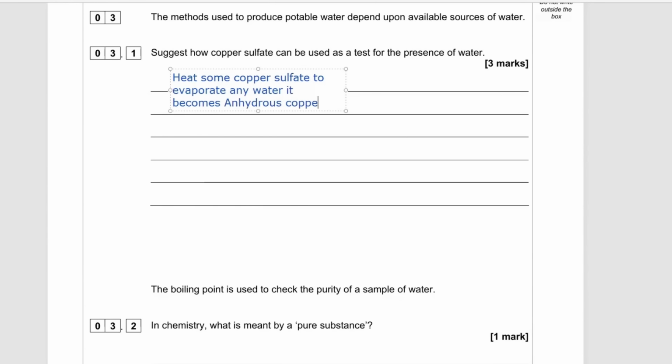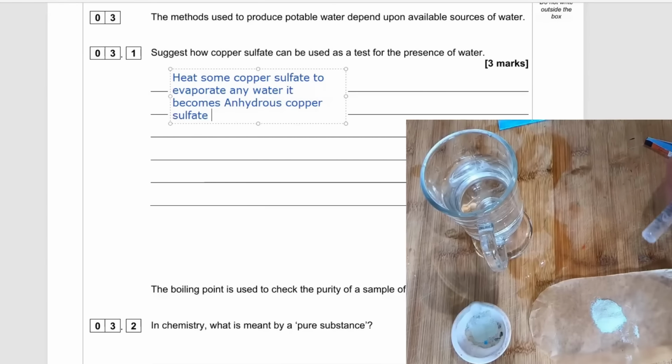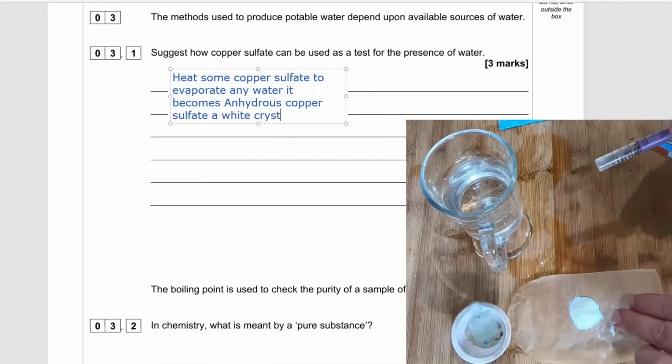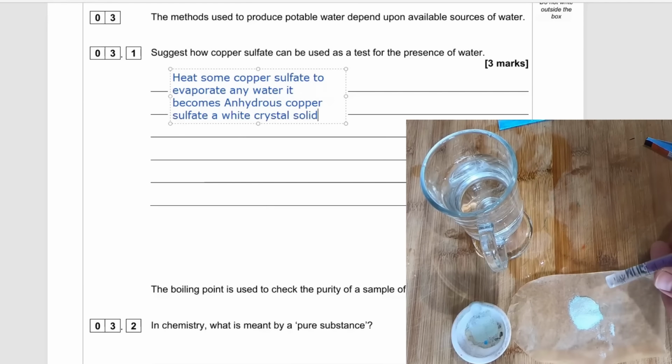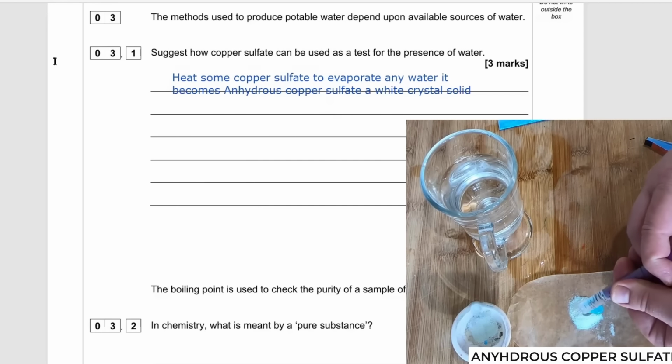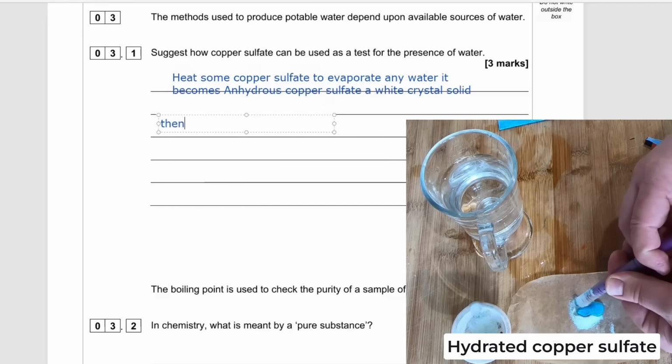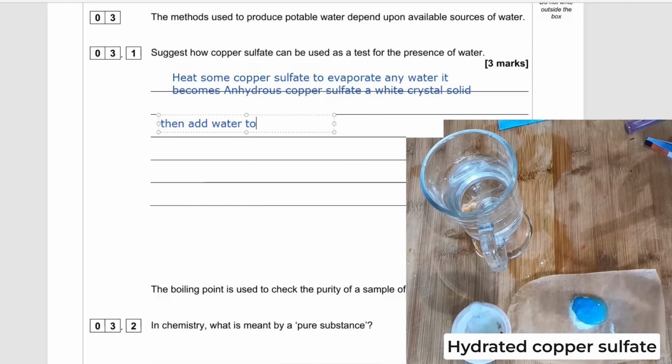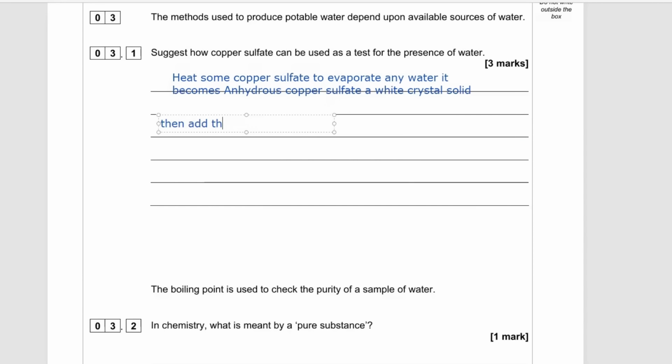Heat some copper sulfate to evaporate any water and it becomes this white powder of anhydrous copper sulfate. Now, copper sulfate that's hydrated is normally blue. So when you heat it and evaporate the water, it goes white. And guess what? If you add any drops of water to the white crystal, it will turn back into blue copper sulfate. So it's a great test for seeing if you're dealing with water.